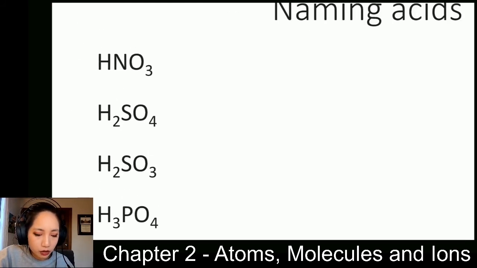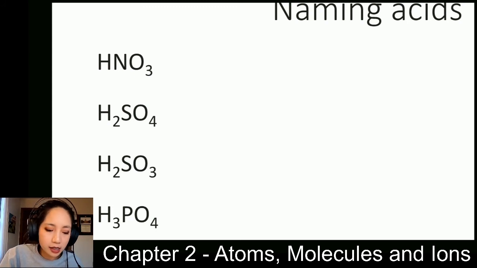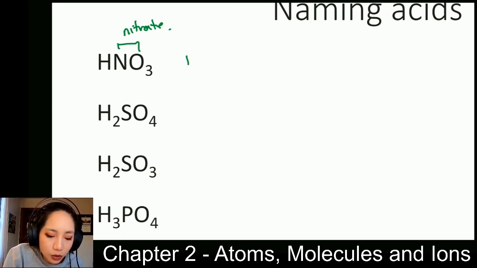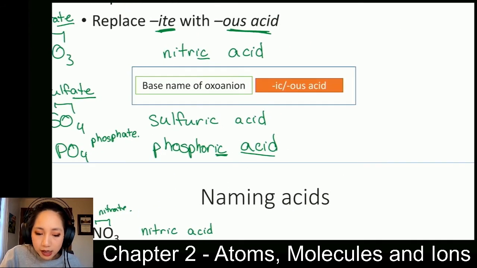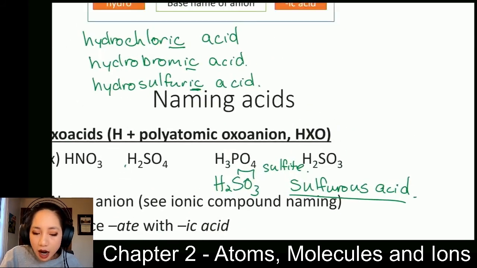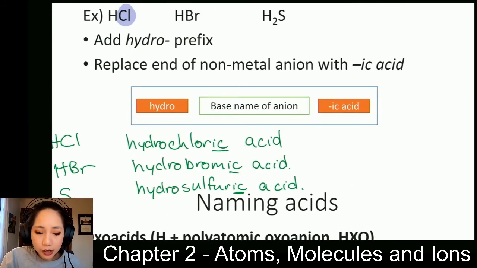So these first couple are all polyatomics or oxoacids. So the first step is to always identify what is the polyatomic that it's attached to. So this is nitrate. So H tacking on a proton to make it an acid turns this into nitric acid. This is an oxoacid, so we follow this naming convention. It's just the base name with ic or us acid, not binary. Binary acids will always have the hydro prefix attached to it.